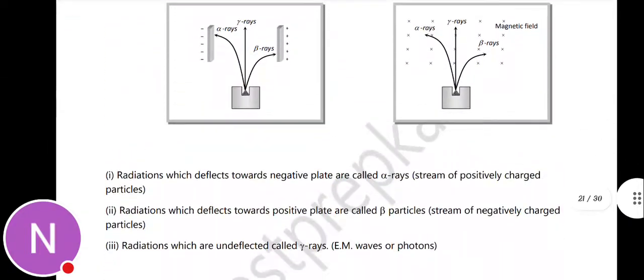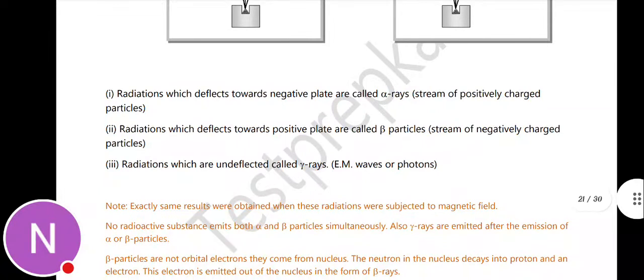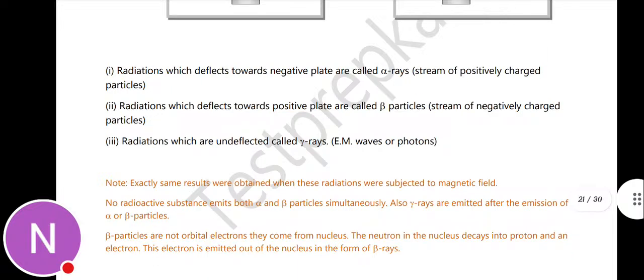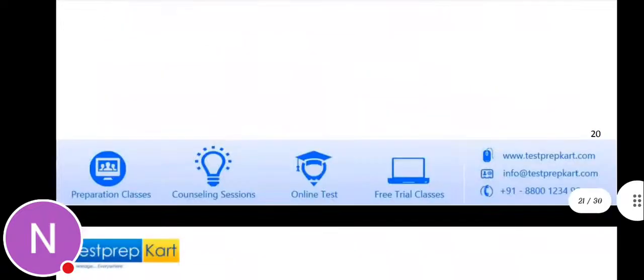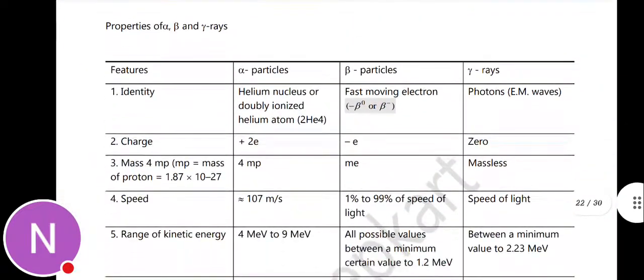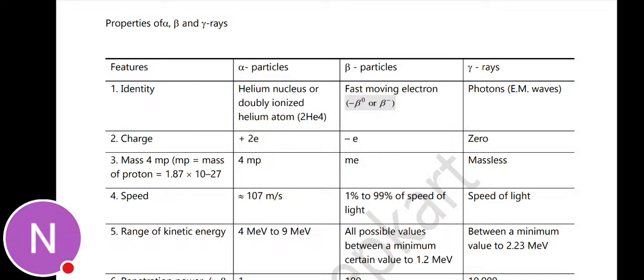The radiation which deflects towards the negative plate is called alpha rays, a stream of positively charged particles. The radiation which deflects towards the positive plate is called beta particles, a stream of negatively charged particles. The radiation which is undeflected is called gamma rays, electromagnetic waves or photons. Next are the properties of alpha, beta and gamma.